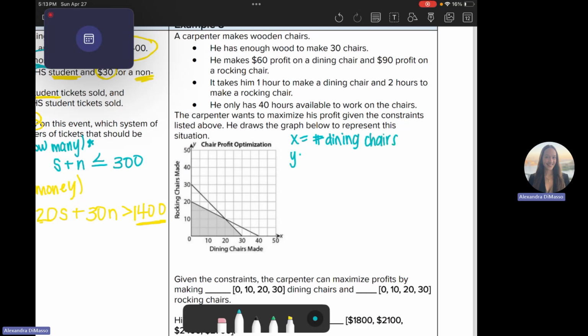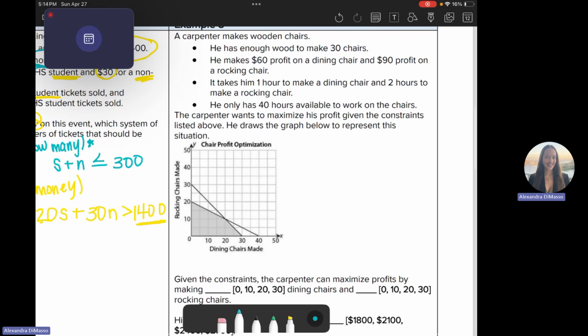And then Y will be my number of rocking chairs. Okay, so now I know he has to make, right? He's looking to make, he can't make any more than 30 chairs. That's his maximum amount, but he is allowed to actually make 30. So that means it's going to be less than or equal to 30.